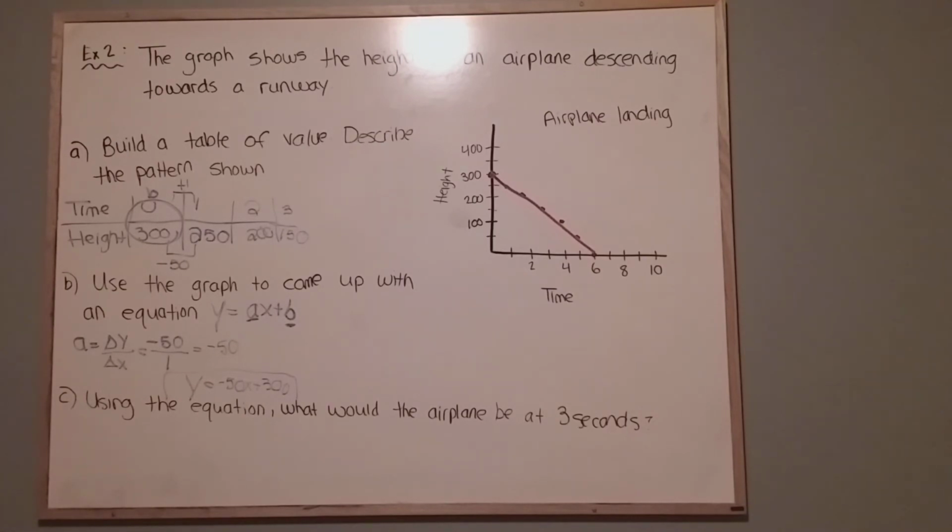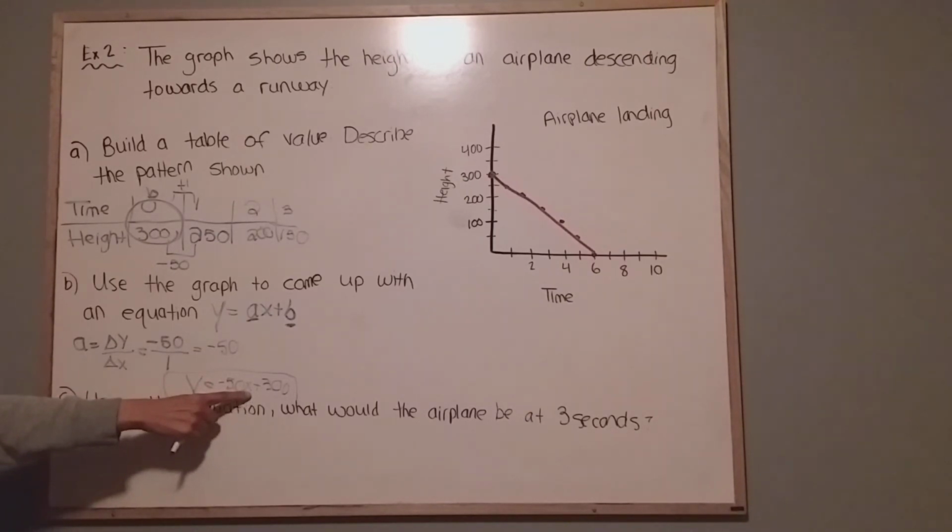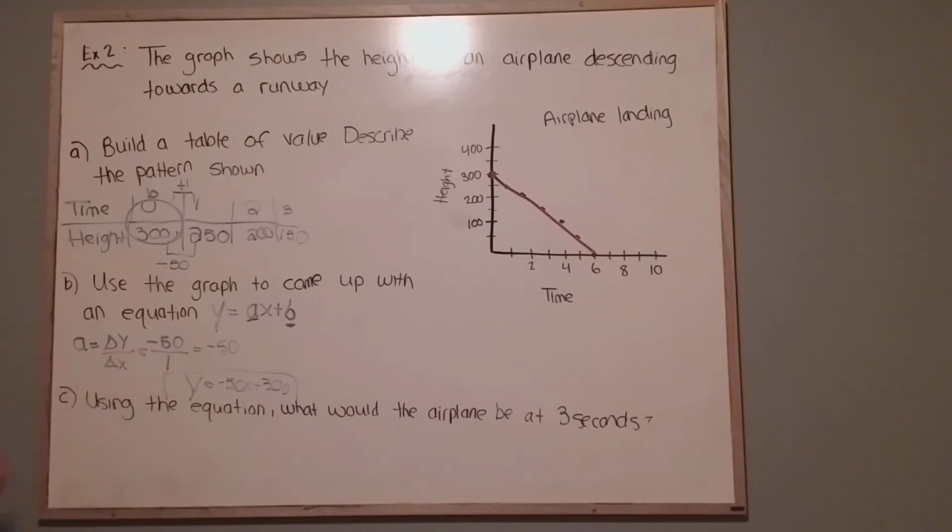C, using the equation, what would the airplane height be at 3 seconds? This time I have x and y. I know x is for time, y is for my height. They're giving me time, so I substitute. My y is going to be equal to negative 50 times 3 plus 300. y is going to be equal to negative 150 plus 300. So my y is going to be equal to 150 meters. So at 3 seconds, my plane is going to be 150 meters above the ground. You could have used this equation because it's asking you to. Otherwise, you could have also used your graph to check your answer.